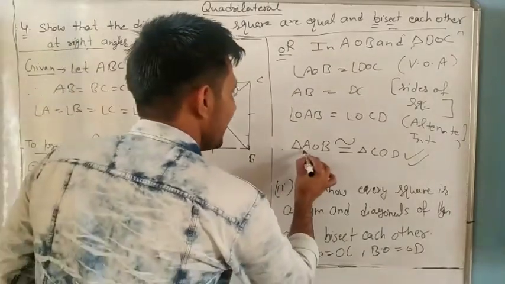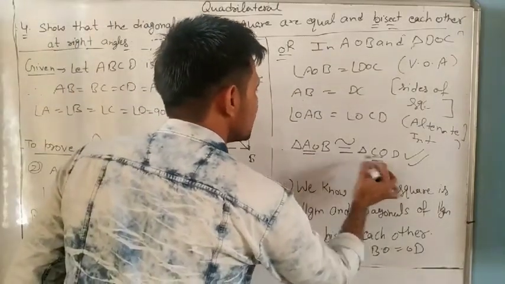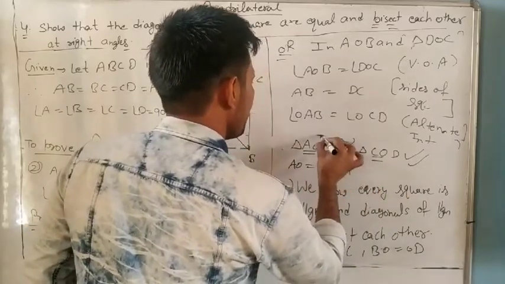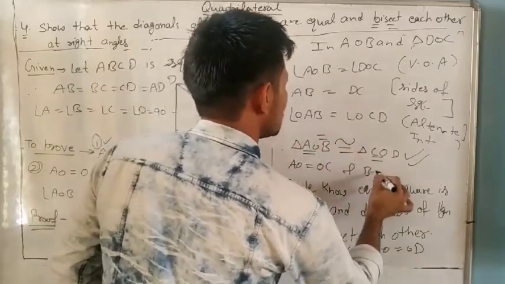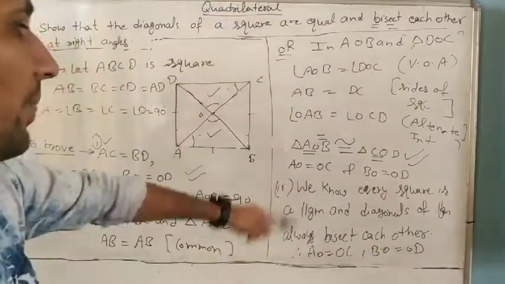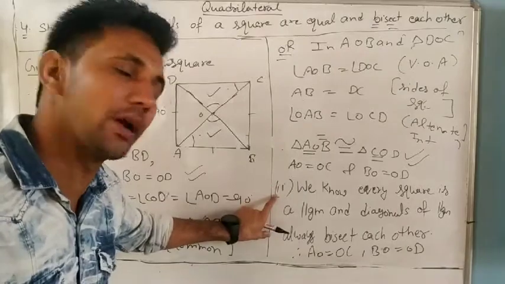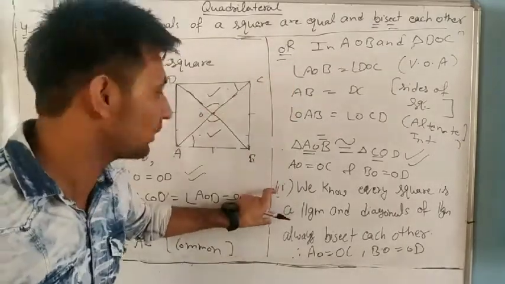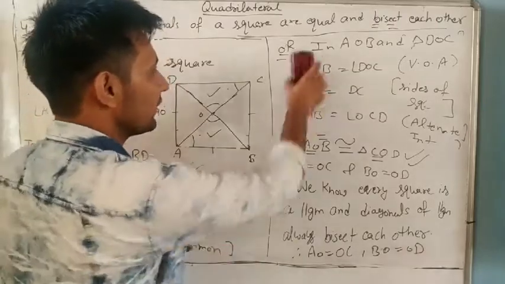It means AO, the first two, corresponds to CO, so AO equals OC. And BO, the last two, corresponds to OD. So you can use any one. This one is very simple, you can write it directly, and for this one you have to prove that triangles are congruent. I think this one is easier.